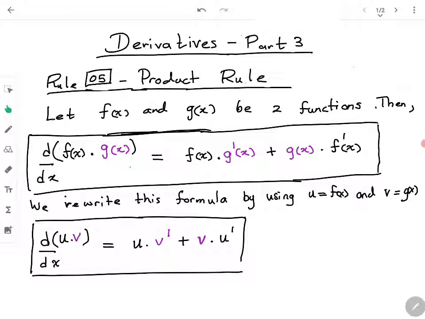We have f times g, and the derivative of that is given by: first keep f, then find the derivative of the other term, which is g prime, then multiply those two terms, and you get the first term of the derivative, f times g prime. Then the second term is made up of: you keep g, then the term left is f, you find the derivative of that term, which is f prime, and then you multiply those together. By adding these two terms, you get the complete expression for the product rule.